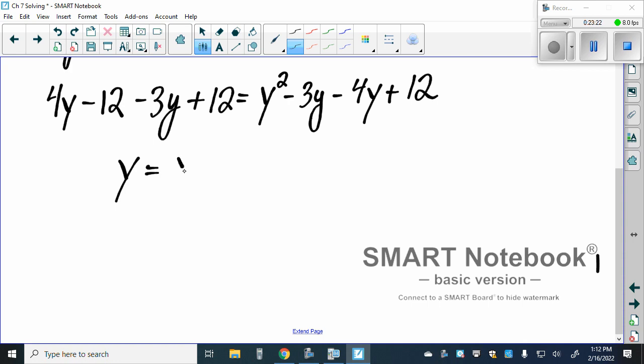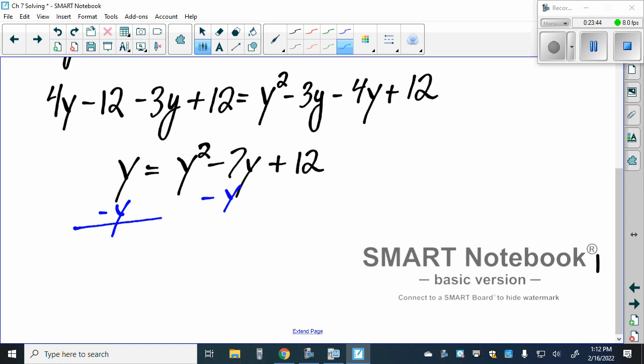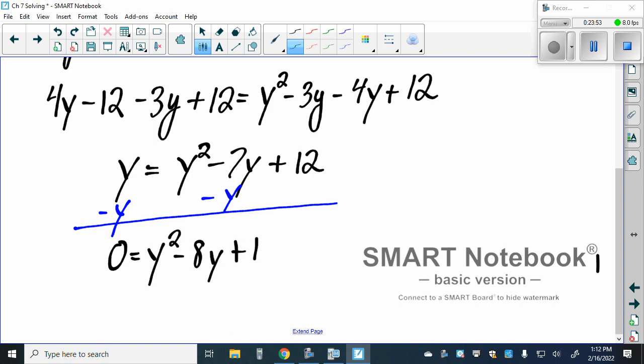The right-hand side, we're going to have y squared. I'm going to try to write y squared. Negative 3y minus 4y would be negative 7y plus 12. And last but not least, we would subtract y from both sides, telling us that we have 0 is equal to y squared minus 8y plus 12.